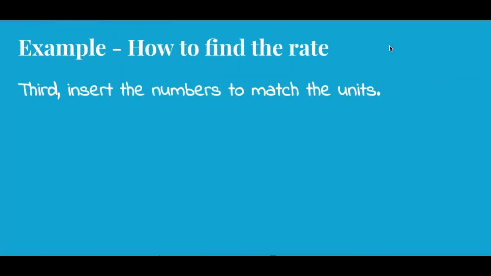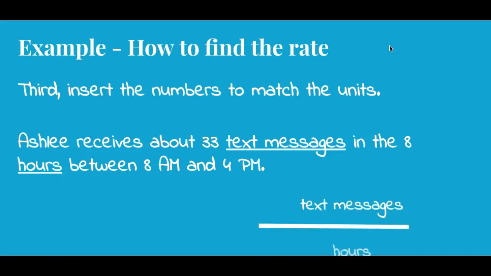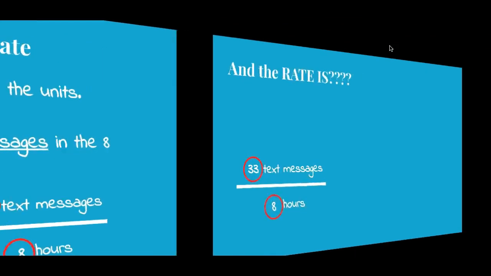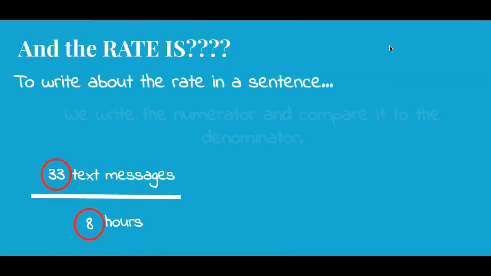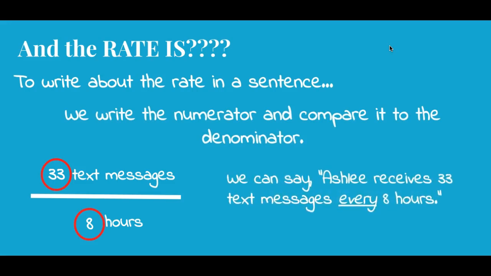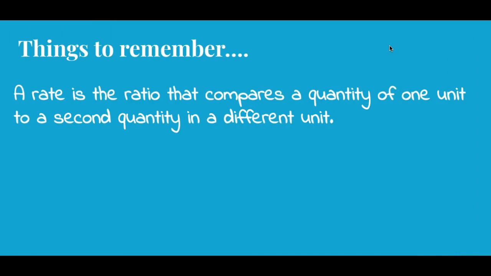So how do we find the rate? We're going to insert the units, the text messages. How many of them was it? 33. Hours, 8. So what is the rate? Well, our rate is 33 to 8. I thought I was going to simplify.